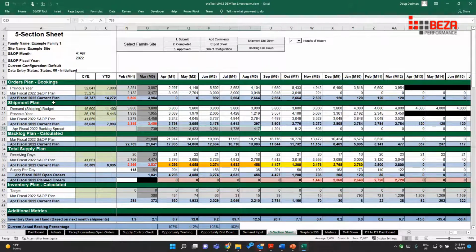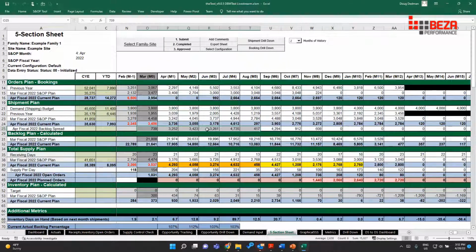So for those that have been following this, it's that standard 5-section sheet, but I've got my bookings up here, which might be POs. I mean, it's a real transaction. It's not a forecast anymore. Right. And so I've got my bookings, which is the order plan that I've got in there. I've got my shipping plan as part of my demand plan. And then I've got my backlog plan, which is really my aged backlog.